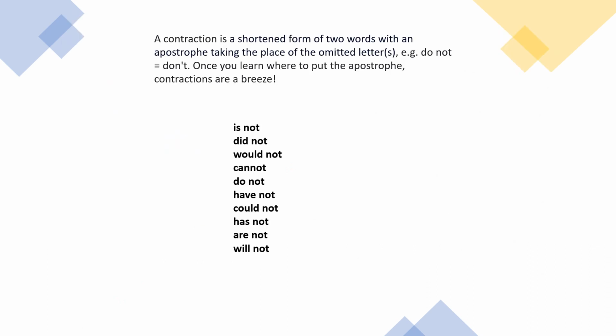Okay, so let's move on to contractions. A contraction is a shortened form of two words with an apostrophe taking the place of omitted letters. For example, do not changes to don't. Once you learn where to put the apostrophe, contractions are a breeze. The contractions we're going to be working on for this lesson are is not, did not, would not, cannot, do not, have not, could not, has not, are not, and will not.